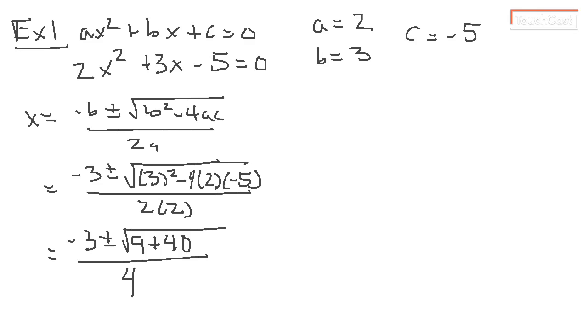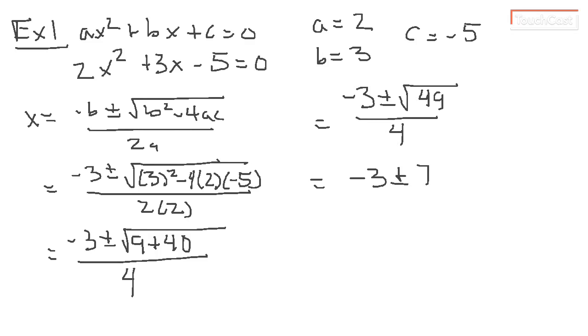Now let's keep cleaning this up. I've got negative 3 plus or minus the square root. 9 plus 40 is 49. Divided by 4. Well, I know the square root of 49. That's 7. So we're going to have negative 3 plus or minus 7 divided by 4. So now I'm going to set up two equations. I'm going to have negative 3 plus 7 divided by 4 and negative 3 minus 7 divided by 4.